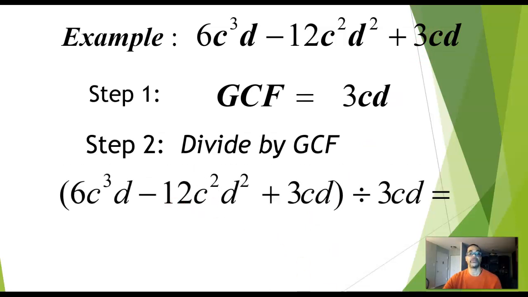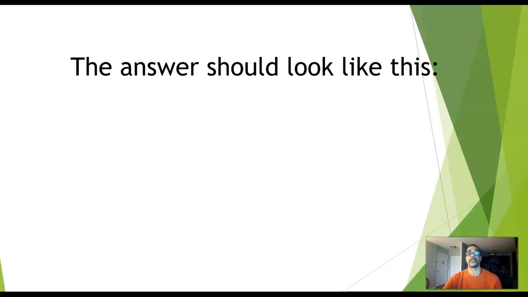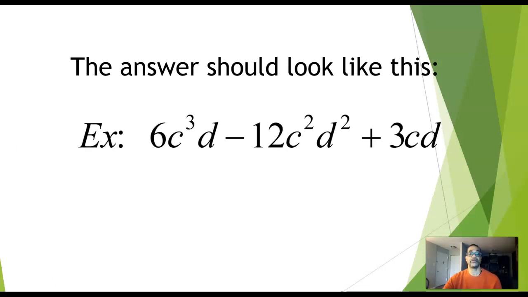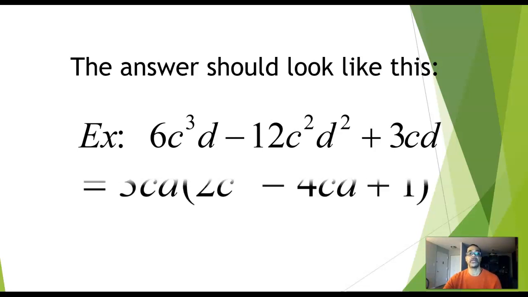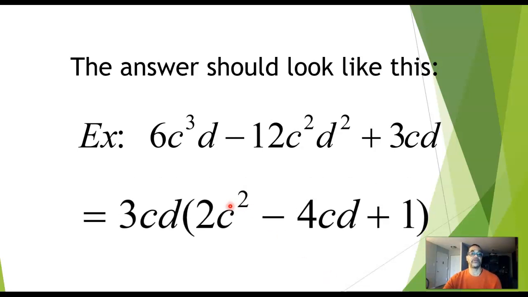So we divide all of them, and our result is 2c squared minus 4cd plus 1. But remember what we have to do in the next step, the third step: after we have found our answer to our quotient, we're going to have to set it up like a product. So here's our example again. And next we have to take what we divided out, the 3cd, and put it in front of the quotient.